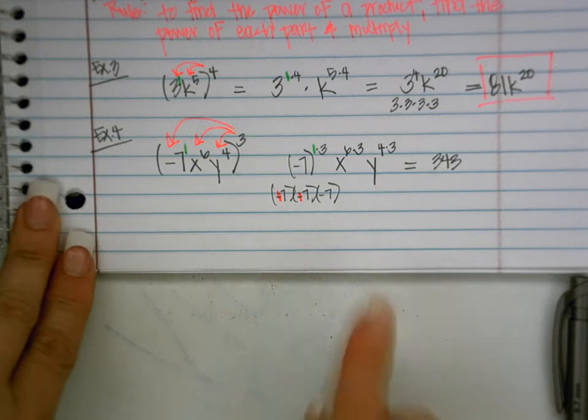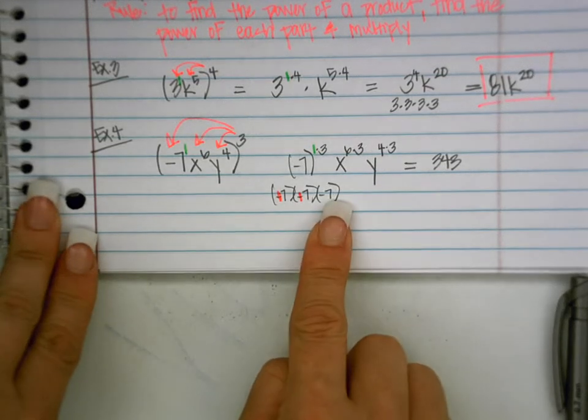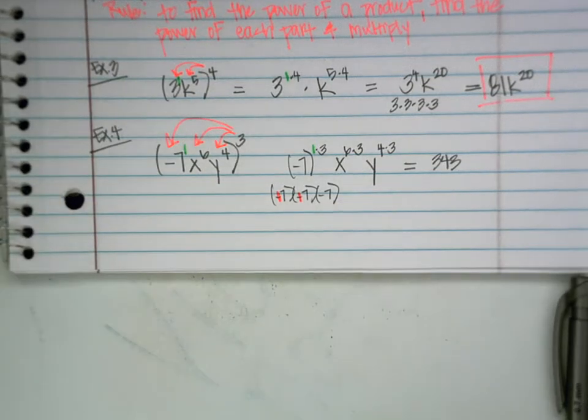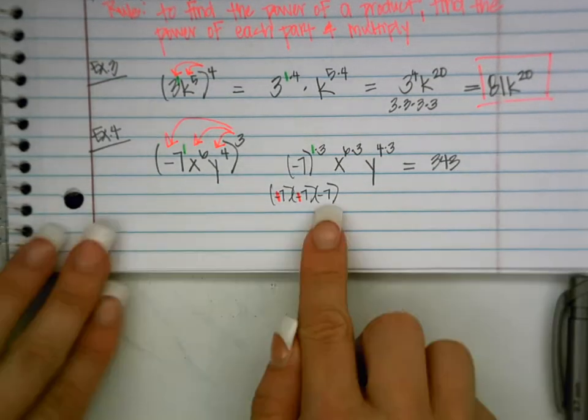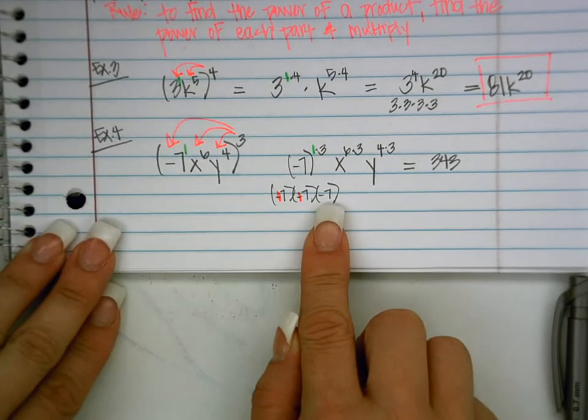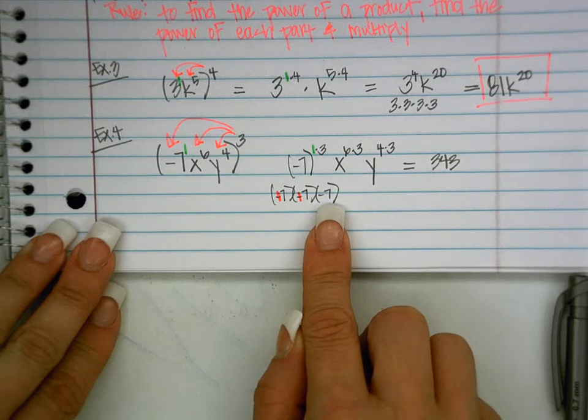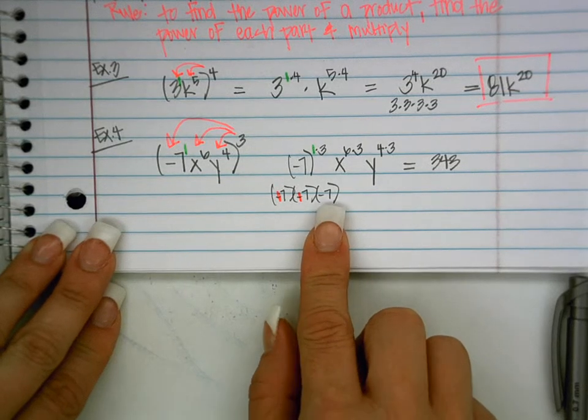But if it's odd, you ever heard the saying odd man out? It's like one person that doesn't have a buddy. So they can't become positive, so it stays negative. Anytime you have an odd number exponent, it's going to stay negative. If you have an even number exponent, the negatives are going to come together and become positive.